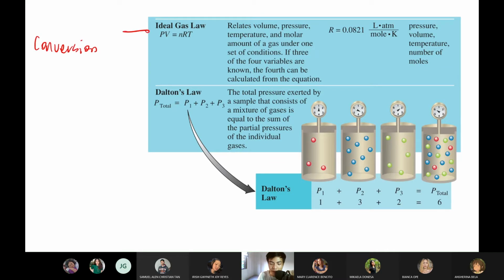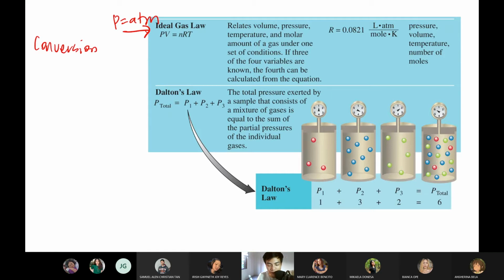For example, gagamit ka ng ideal gas law, yung pressure kailangan naka ATM talaga dito. For others, okay lang kahit hindi sila naka ATM. Pero, for ideal gas equation, the pressure must always be in ATM. Bakit? Kasi yung R natin, naka ATM siya. Okay?